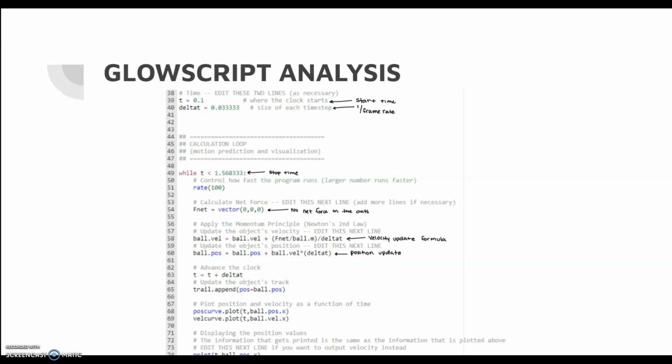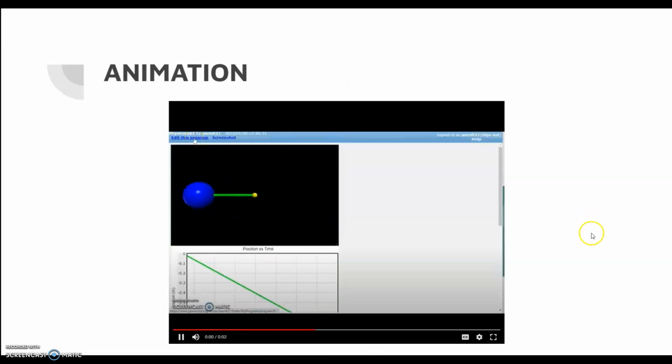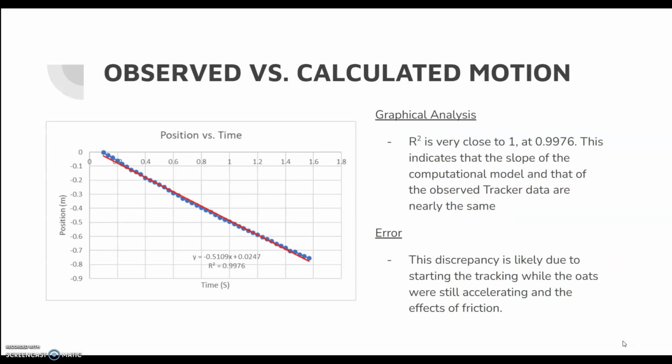On line 49, you have the end time, which is just limiting our code. Line 54 is very important. That shows that we have a 0 net force acting on this object in the code. Line 58 is the velocity update vector formula, and line 60 updates the ball's position. Here's our animation from that code. So a nice short little video there to just show what we coded.